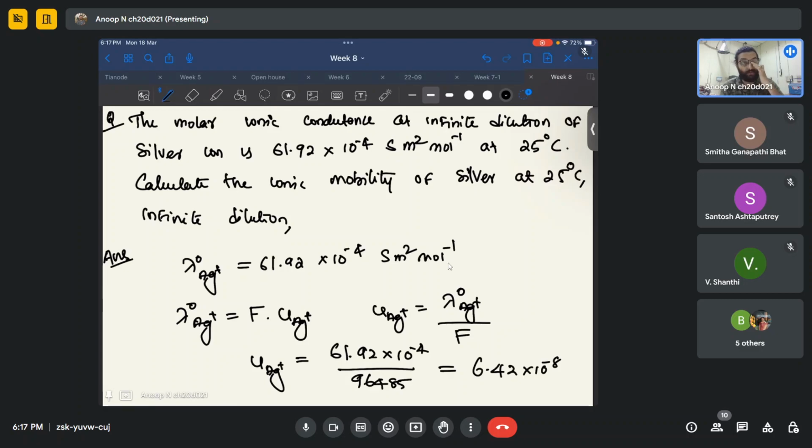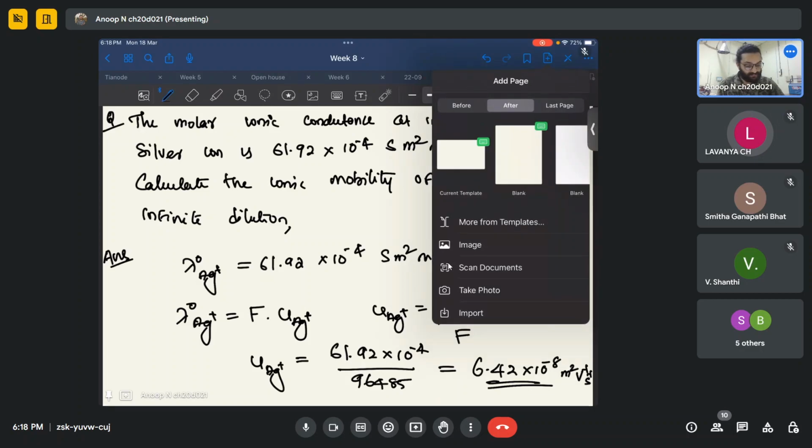What will be the unit? Unit for ionic mobility? What will be the unit here? Anyone can unmute and try. What is the usual unit of ionic mobility? Yeah, here it's given Siemens meter square per mole. So the unit will be meter square, volt raised to minus 1, second raised to minus 1. Okay, unit is always important.